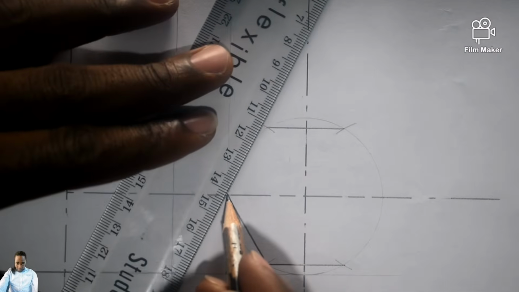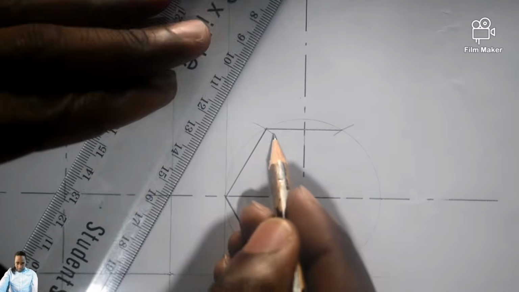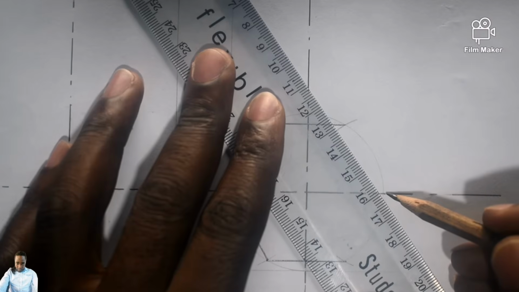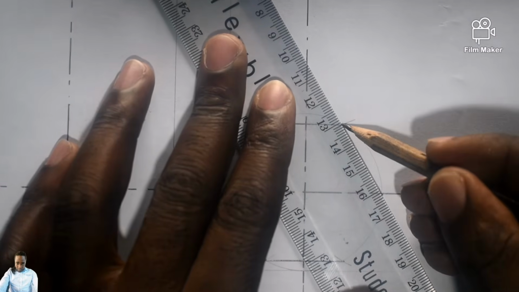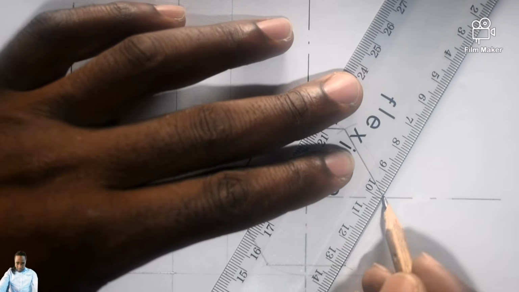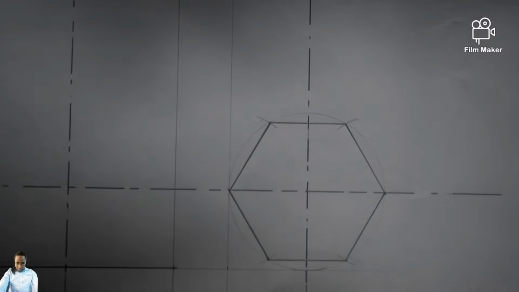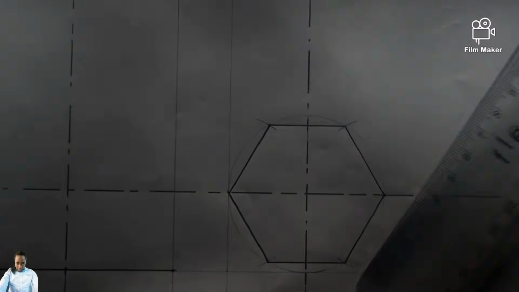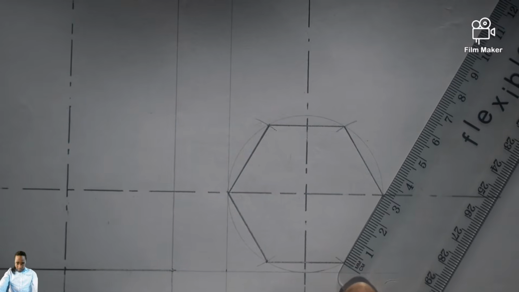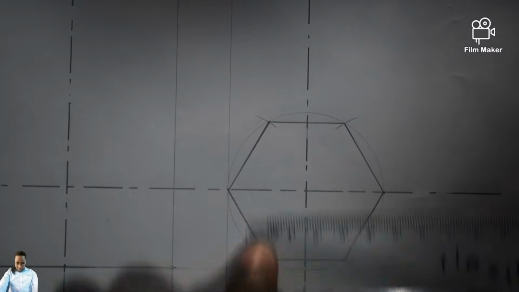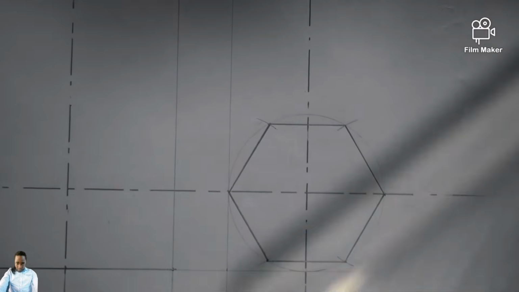Then from here till there. Not there. From here till there. There we go. Again from here till there. Then from here till there. So now let's mark ourselves. They said hexagon 30 millimeter. You understand? So let's see, is it 30? Yes, it is actually 30 millimeter, you see, and 30 millimeter. 30 millimeter. So we are on the right track.